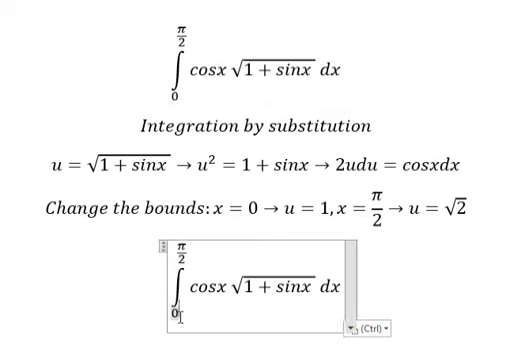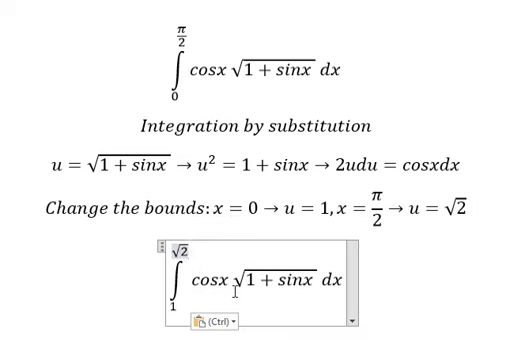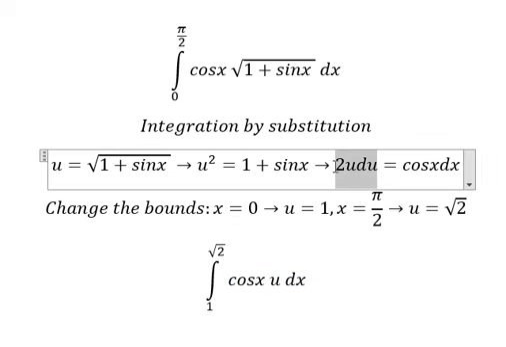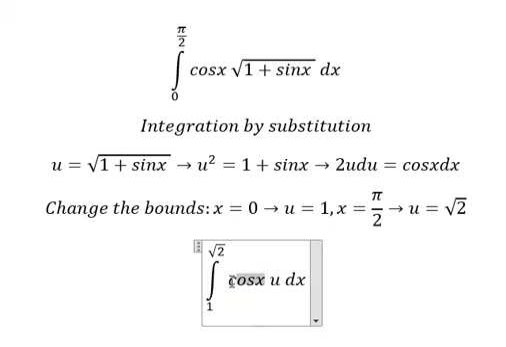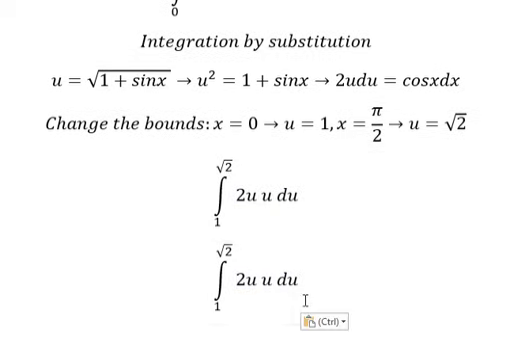So number 0 we change to number 1. This one we change to the square root of number 2. The square root we change to u. Cosx dx we change to 2u du. So this one we have u squared.